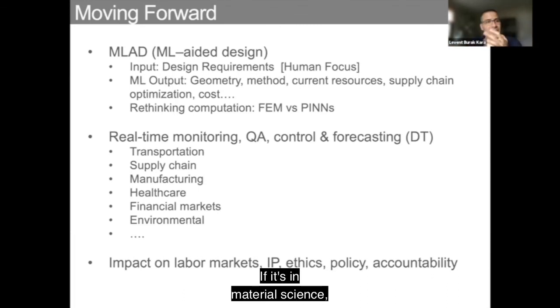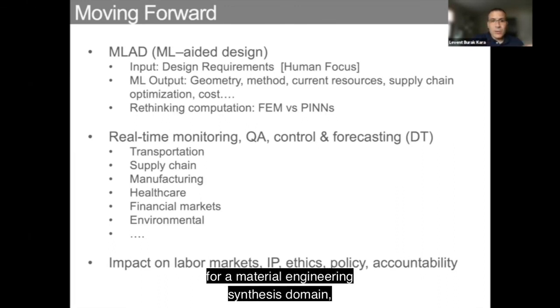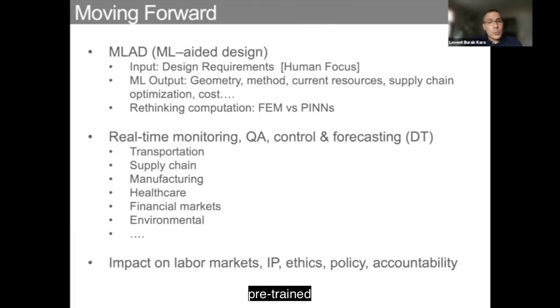If it's in material science, for instance material discovery, people have shown very similar performance improvements, where instead of having to train something from scratch for a material engineering synthesis domain, you can use pre-trained machine learning systems and bring them to this new domain. There are many, many examples of this, but the short answer to that question is large repositories of data, people training with synthetic data that they generate in-house or using widely available data sets, and then adapting those to a new problem.